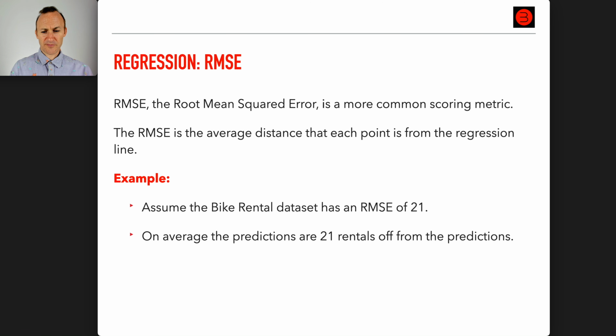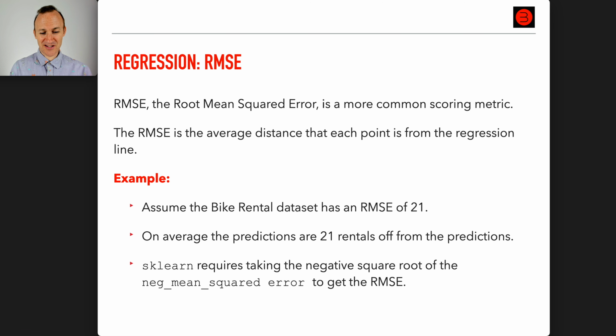And note that the tricky piece is that unlike with R squared and unlike with accuracy, lower is better. A root mean squared error of 0 means there is no error. That is perfect, okay? The closer to 0, the better.